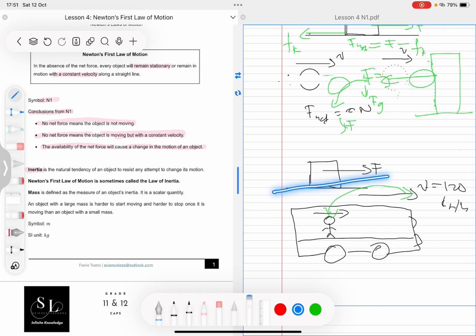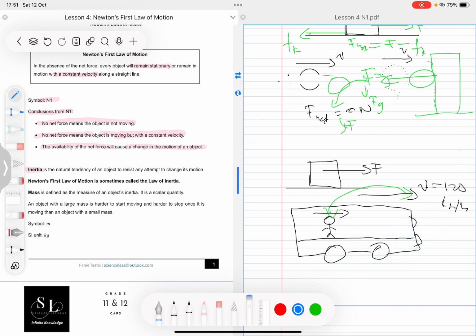Now here we have a bus that's moving with a velocity of 120 kilometers per hour. We can assume that it's constant, it's not changing, right? And you are also moving at that velocity. But when we suddenly hit the brakes, remember, the brake will exert a force that goes in this direction to stop the motion of the bus, which is moving in the forward direction, as I'm drawing this arrow here, right?